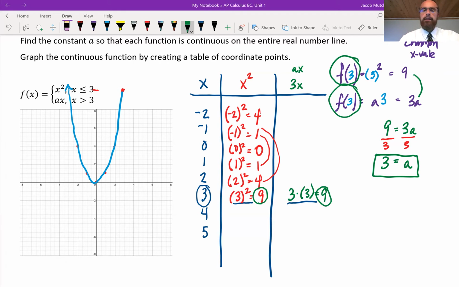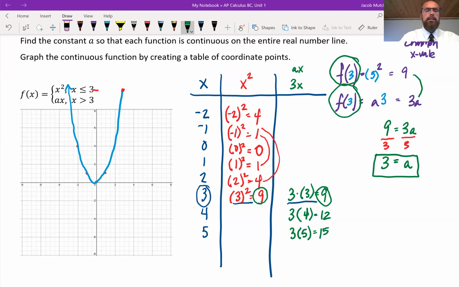Let's keep calculating a few values. So this is 3 times 4, which is 12. Way off my graph, but that's just fine. It's just a steep line at that point. And then 3 times x value of 5 is 15. Well, I'm going to graph this.